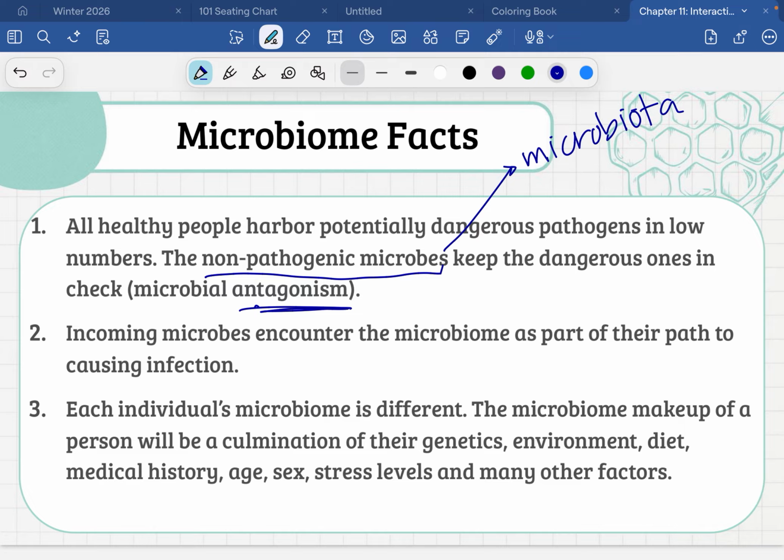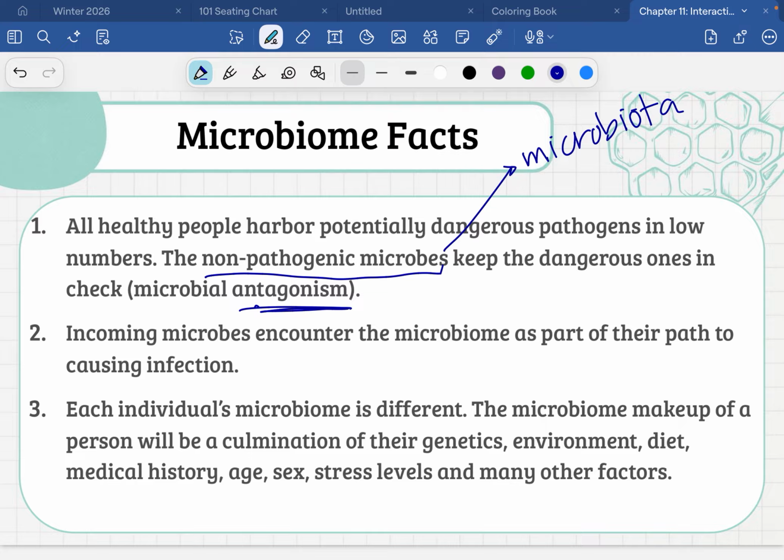However, I'm a female and he's a male. Our stress levels are different. Our genetics are different. So there is always going to be a difference. Each individual's microbiome is going to be different from everybody else's. And that is going to play a huge role in how we individually interact with microbes in our environment.